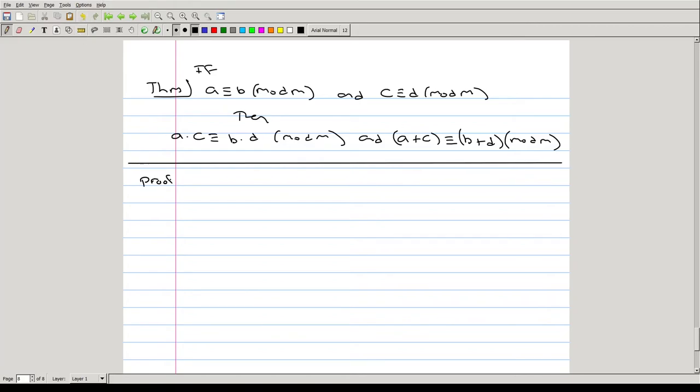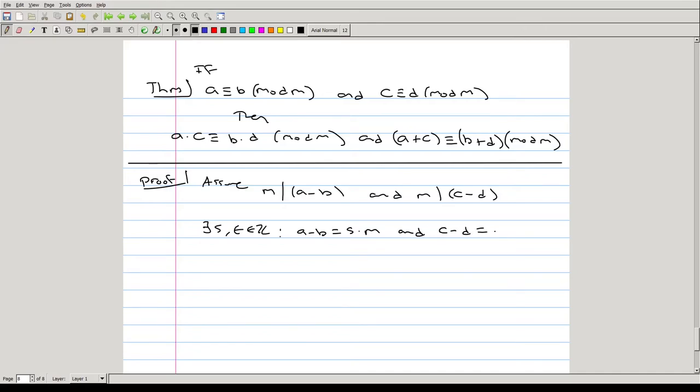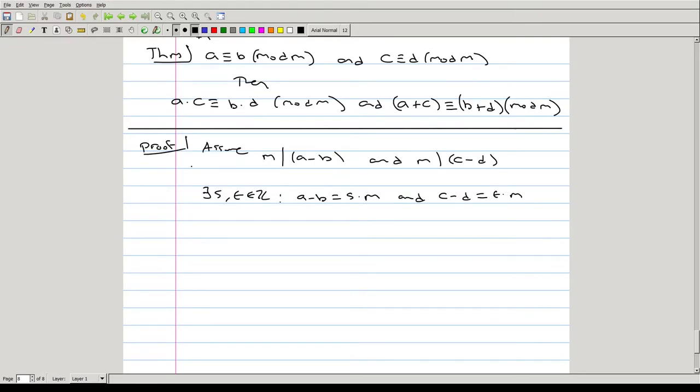So the proof again is going to be to look at the assumption that A is congruent to B. We assume that M divides A minus B and M divides C minus D, which means that there exist integers S and T such that A minus B is equal to S times M and C minus D is equal to T times M. And really then it's just a matter of taking these two expressions and either in the first one multiplying them or in the second one adding them and grouping terms to show that the resulting statements are true. There's a little bit of work here to finish the proof.